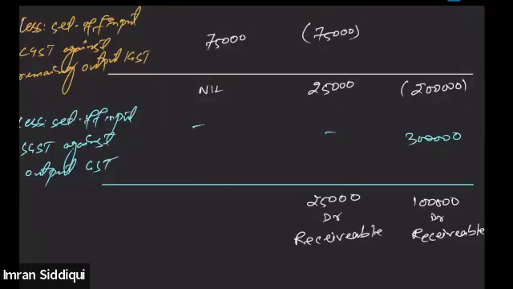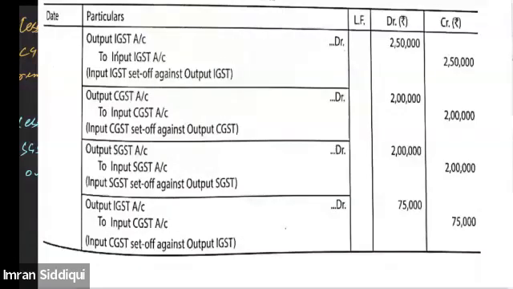All right, everyone. So we have a few more questions. So can you just show me the set off of input CGST against remaining output IGST? Yeah, see, this is the entry. You want me to explain anything? Just let me know. So can you just explain the set off of input CGST against the remaining output IGST? Yeah, sure.